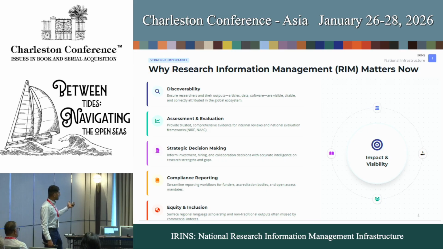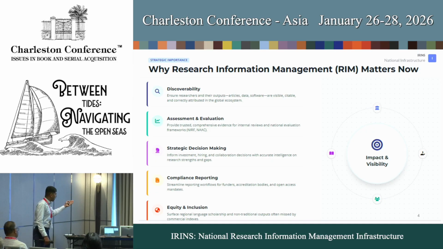Third is strategic decision making. As the head of an institute, whether a vice chancellor or a research administrator, they often want to take decisions: where they have published more articles, in which area the institute is focused, or where they have to provide funding support to faculty members. When they want to take those decisions, they need proper data about the institute. Then only can they decide. For that, we need a research information management system.